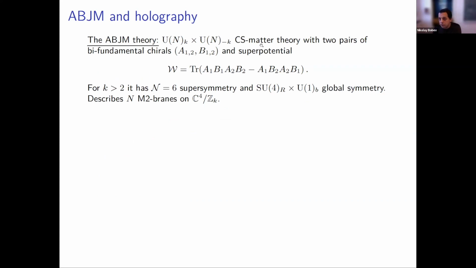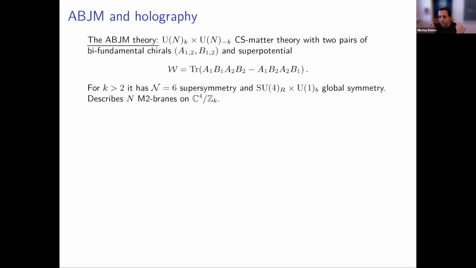It also has matter fields, so it's not a purely topological theory. And these matter fields, in N=2 supersymmetric notation, are organized into bifundamental chiral multiplets A1, A2, B1, and B2. And they have a very specific interaction term in the superpotential written here. So this is a one-minute introduction to what the theory is.